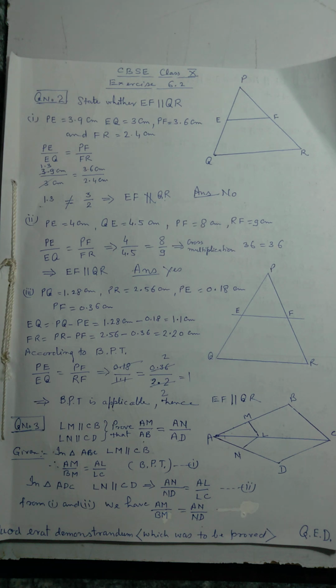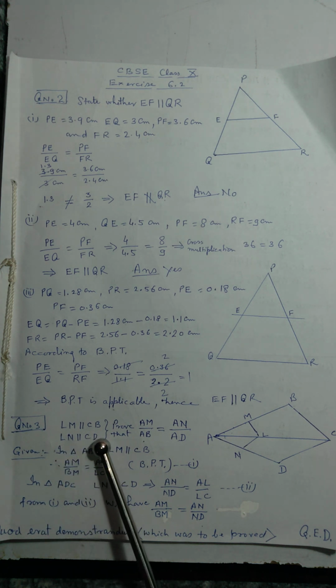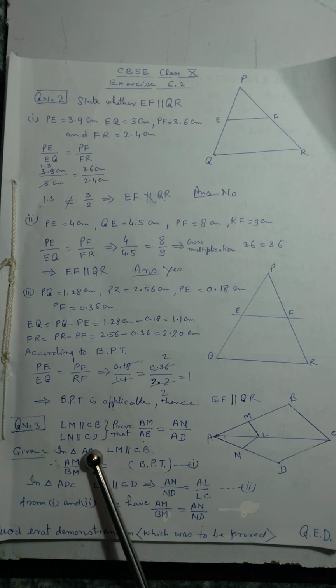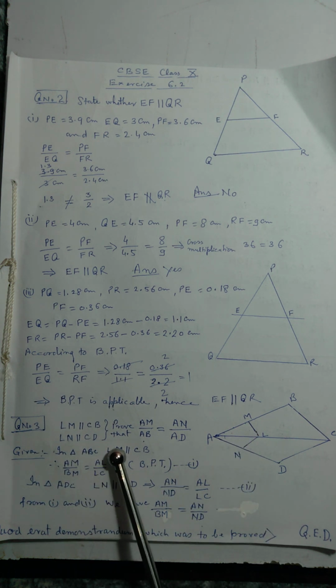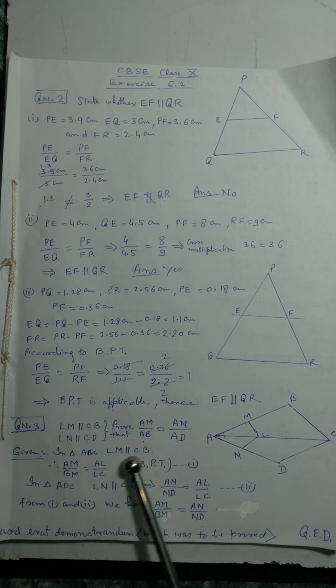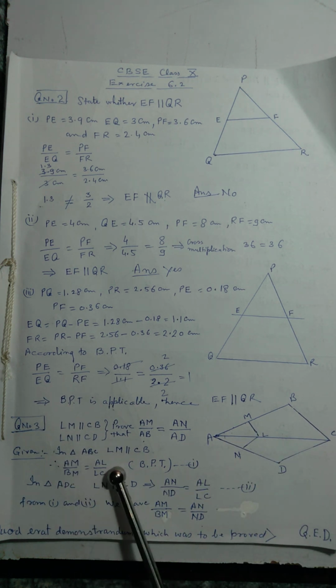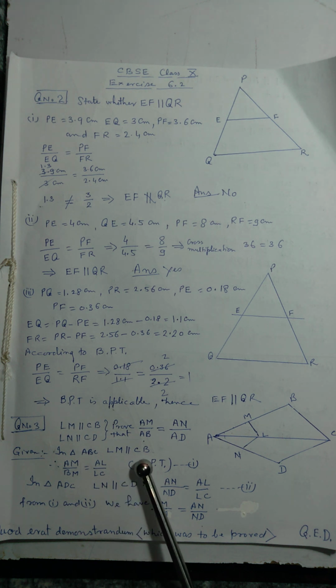Question number 3 states that LM is parallel to CB and LN is parallel to CD. Prove that AM by AB is equal to AN by AD. Here you see, LM is parallel to CB and LN is parallel to CD. Prove that AM by AB is equal to AN by AD. Now in triangle ABC, LM is parallel to CB.